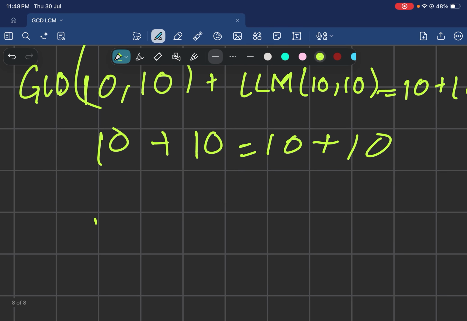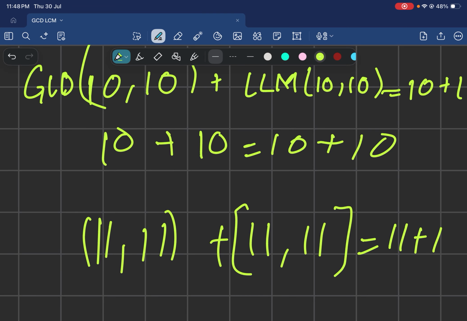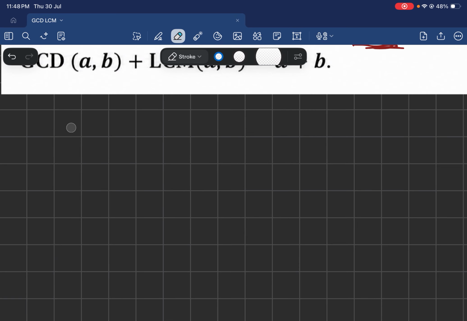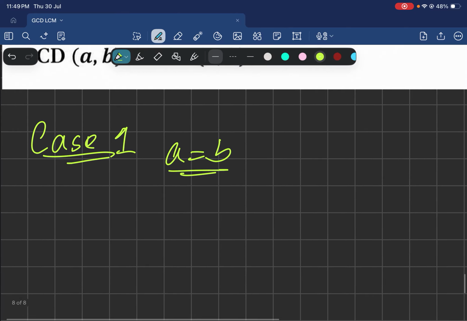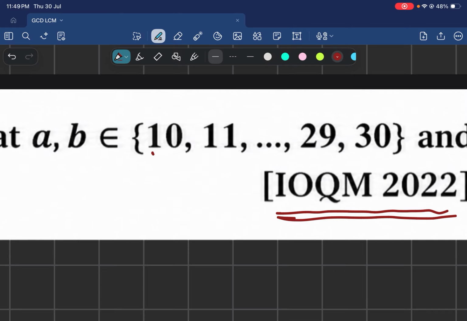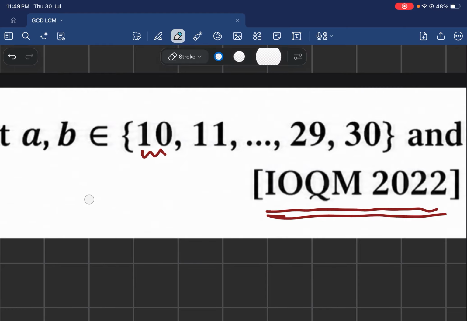And then I tried with 11. Same thing happened with 11. So I made it case 1, when A is equal to B, right? This is the very first case that I could think of. So I plugged in the values and looked at what the values of A and B are. The first pair would be 10 and 10, the second pair would be 11 and 11, and so on up till 30.